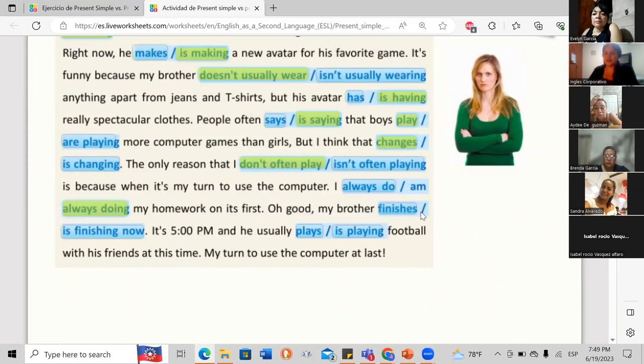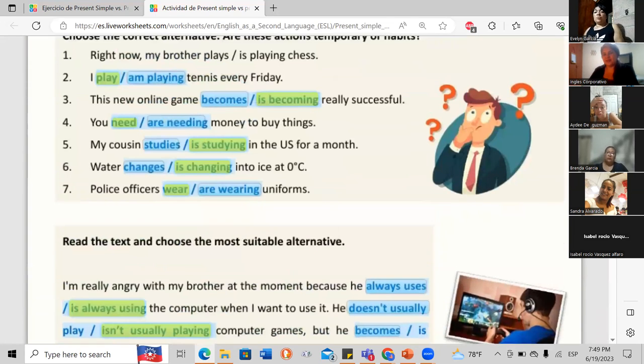Oh, God. My brother finishes or is finishing now? Finish. He's finished now. Okay. Now. It is 5 p.m. and he usually plays or is playing football with his friend at this time. Karen? He's playing. It is 5 p.m. and he usually plays or he plays. Okay, my turn to use the computer at last. Okay.